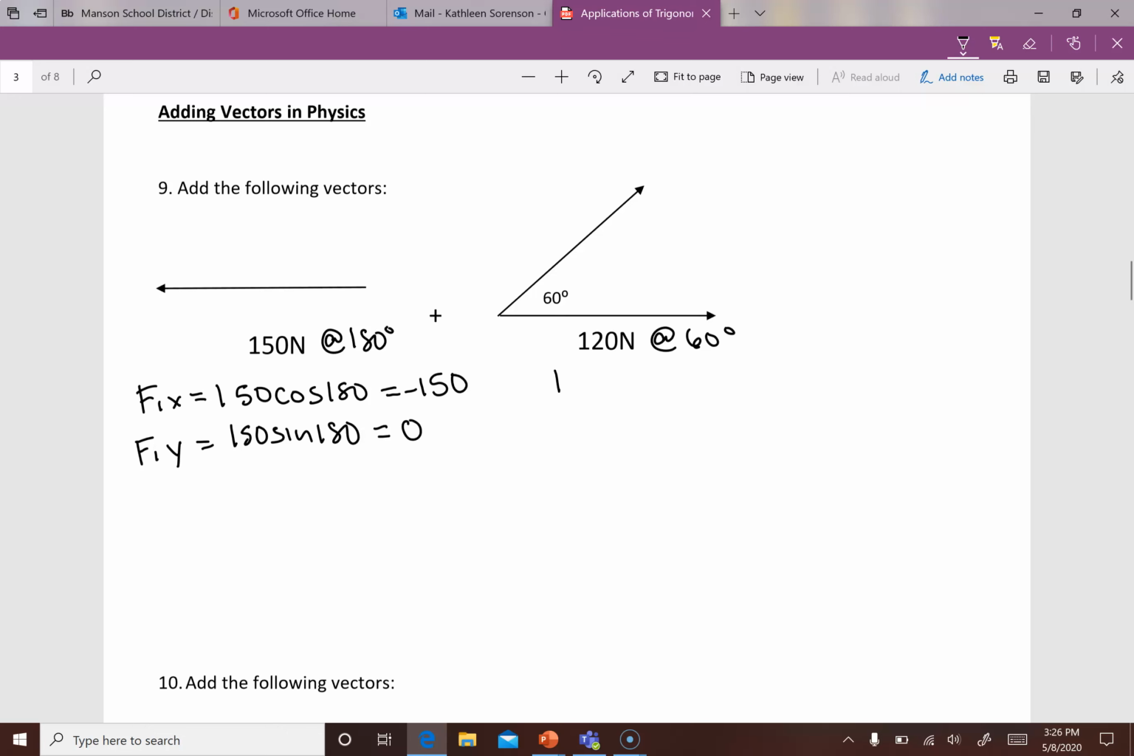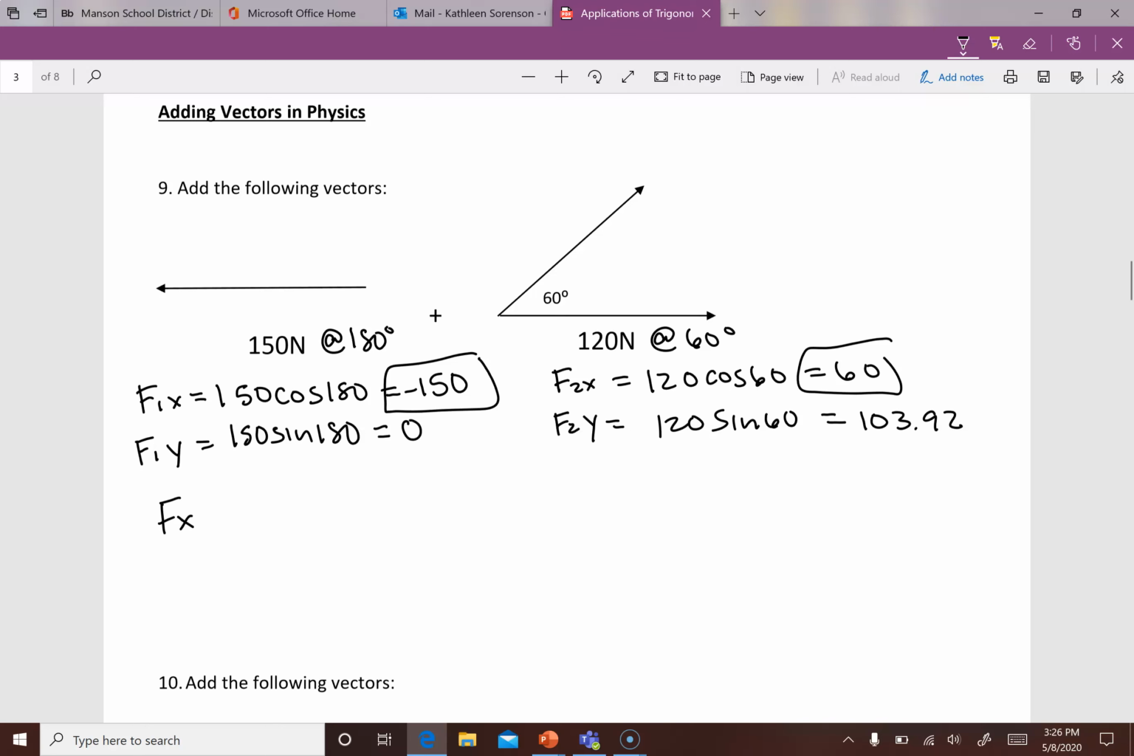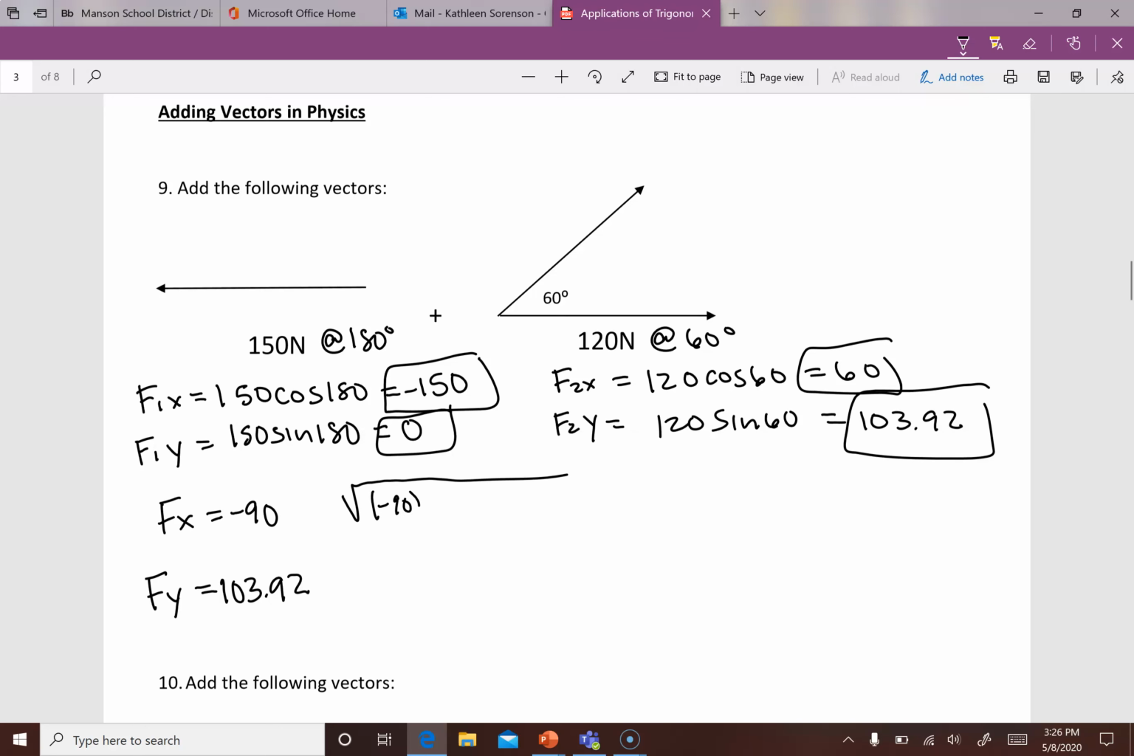All right, now let's find my second force. The x value for that's going to be 120 cosine 60, which I get a nice 60. And my f sub 2 of y, that's going to be 120 sine 60, and that's going to give me 103.92. So my f sub x, I'm going to add all the x values, add this to this, and I get a negative 90. And my f sub y, I'm going to get 0 plus 103.92, which is obviously 103.92.